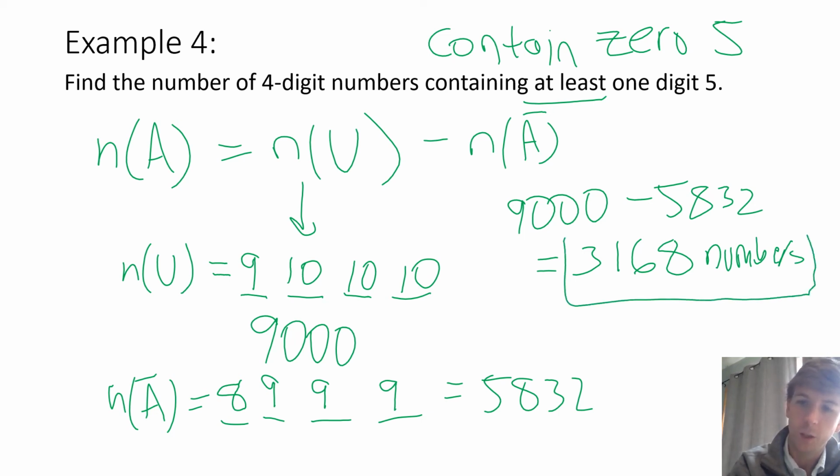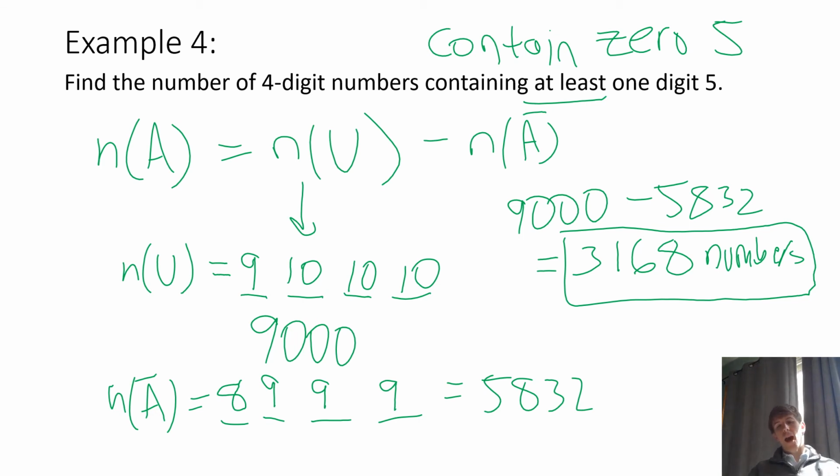Using that complement principle made the work a lot easier on us. If we had done it the other way, we would have had to find all the possible 4-digit numbers with one 5, plus all of them with two 5s, plus all of them with three 5s, plus all of them with four 5s. So using this complement principle is quite valuable. Remember, whenever we see at least in the problem, that's a good sign it's a good idea to use it.